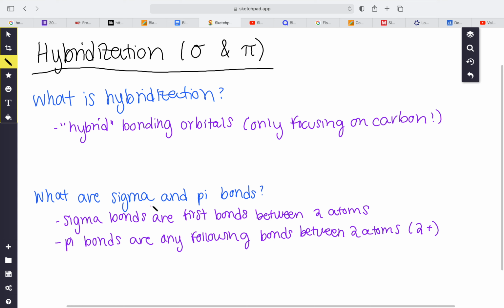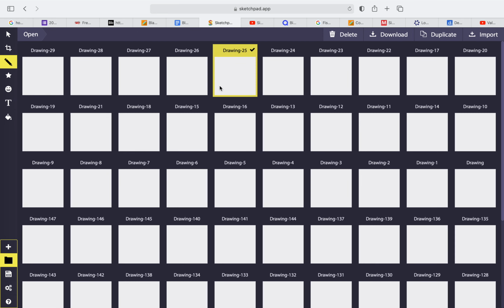You only need to know the hybridization of carbon, so it makes sense that that's the only one we're focusing on. Sigma bonds are the first bonds between two atoms, and pi bonds are any following bonds between two atoms. I will go into more depth, showing some examples of that, but just for generalization, that's what those two mean.